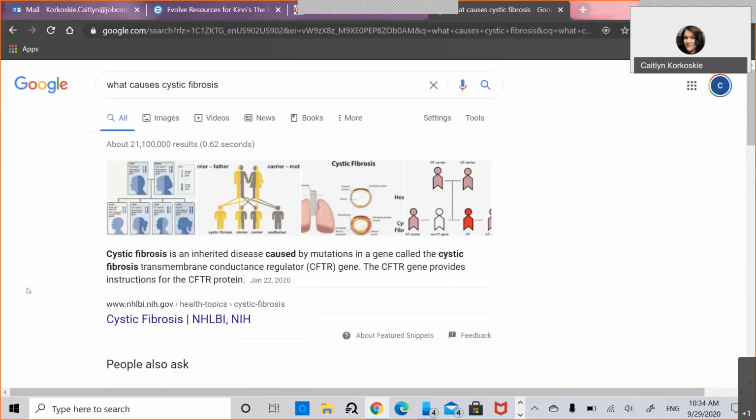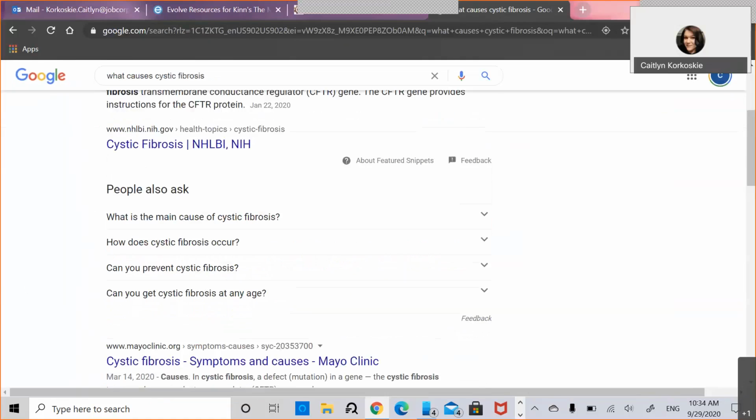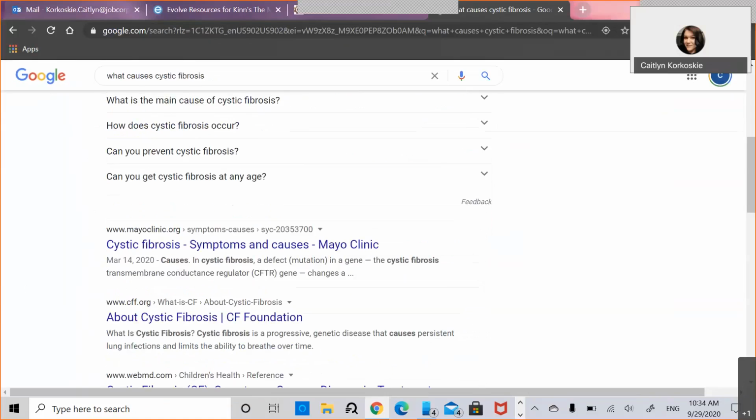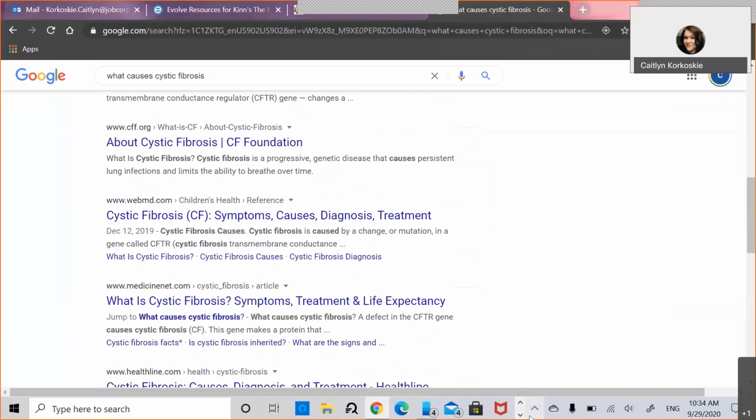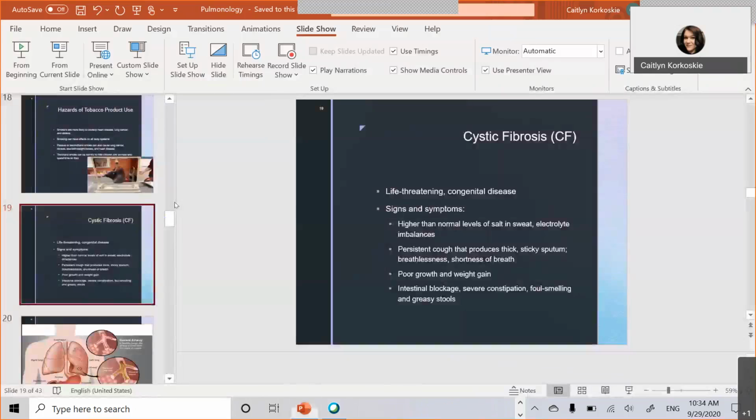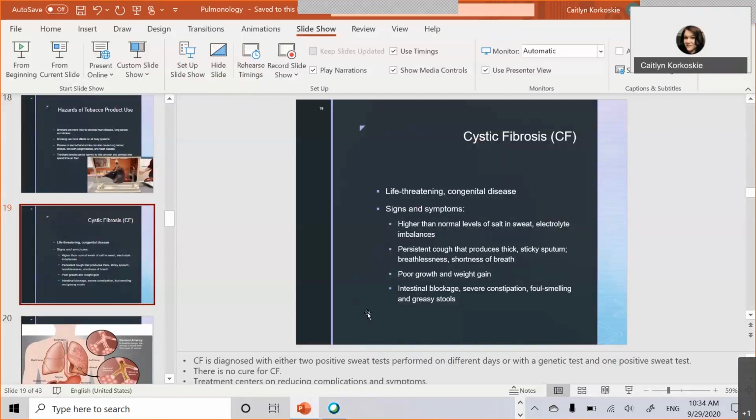So if their parent had cystic fibrosis, their child will most likely have cystic fibrosis as well, because there's some type of mutated gene that gets passed down. Some type of defect. But it's a congenital disease that they usually have at birth.